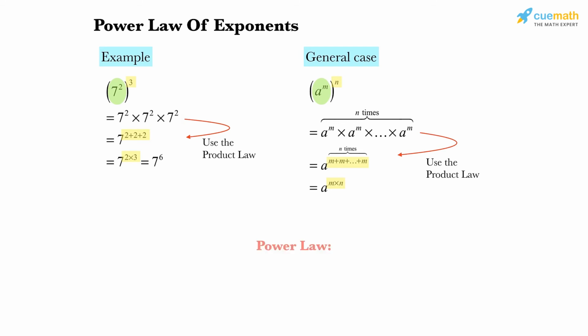So this is the power law of exponents. When raising a power to another power like a to the power m and that to the power n, the exponents will multiply, so the result will be a to the power m into n.